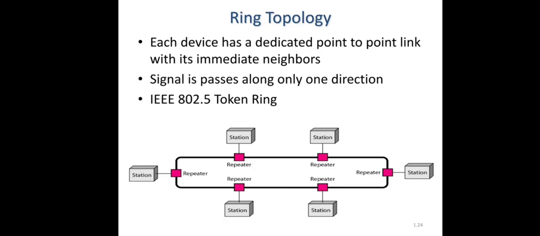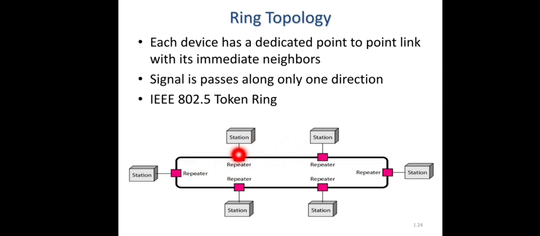And finally, we have the ring topology. So you can see in the figure that in this case, the different devices are arranged in a logical ring. Physically, there can be any structure, linear or any type of arrangement, but logically they are arranged as a ring. That means every station is connected to its immediate neighbors to the left and right.